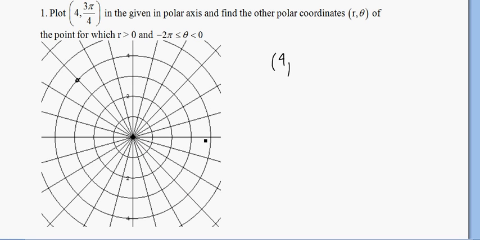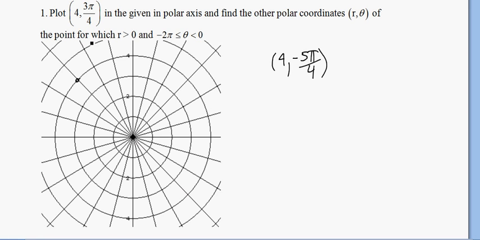So going from the second quadrant in a negative, or clockwise, direction would be negative 5π/4. Obviously we could use any coterminal angle as well, but we just want to go between 0 and negative 2π, so that's the only angle in that interval. So negative 5π/4 is the only appropriate angle where the radius is positive and the angle is between 0 and negative 2π. That's the same point as (4, 3π/4).